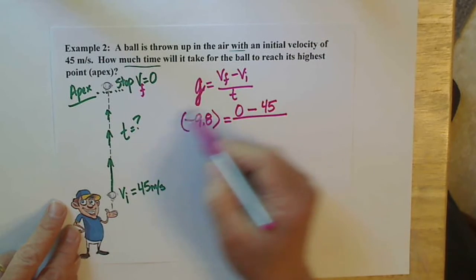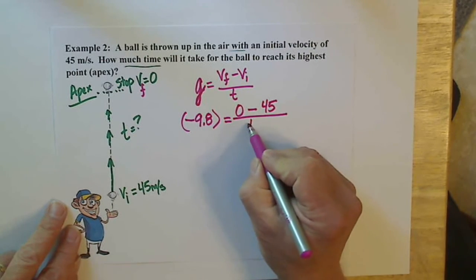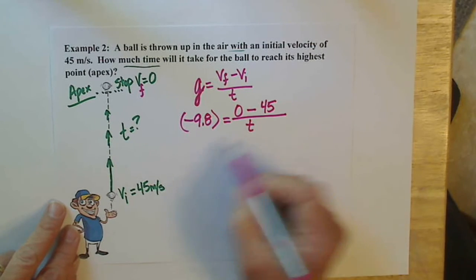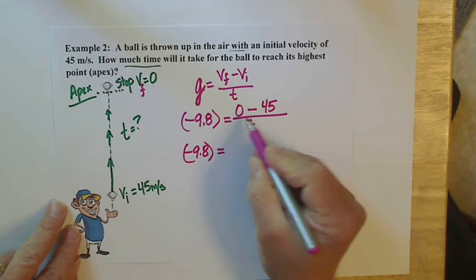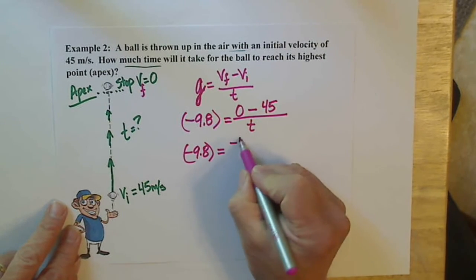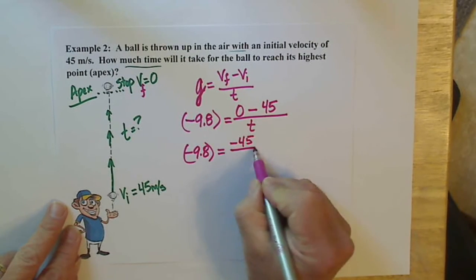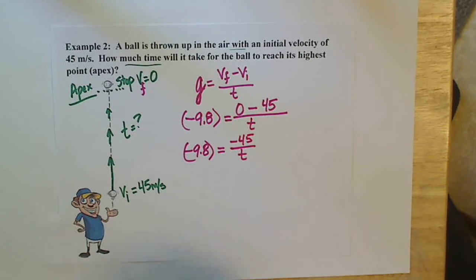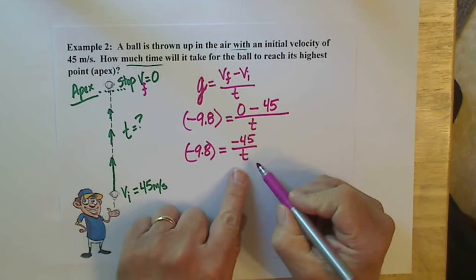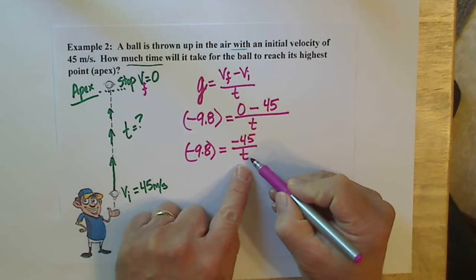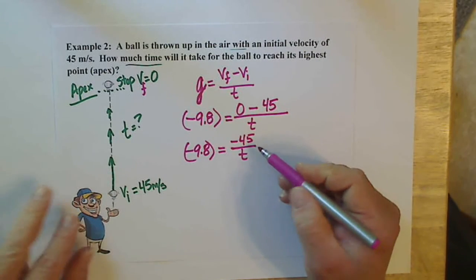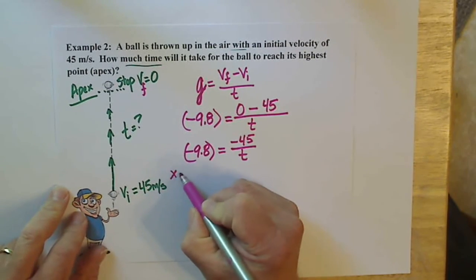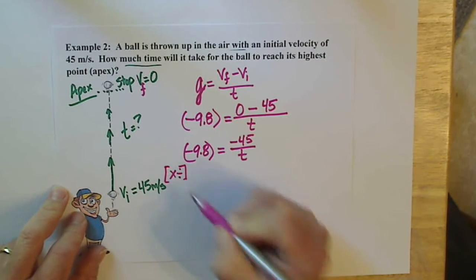And then divided by the time. Well, we don't know what the time is, so we're going to leave T right there. Let's simplify this. We have negative 9.8 over here. 0 minus 45 is just negative 45. And that's divided by T. Now, you've got to find out what T is. Remember, anytime you're trying to find something that's in the downstairs, in the denominator, you've got to get it out of there. And the best way to do that is to cross multiply and divide. So we're going to cross multiply and then divide.